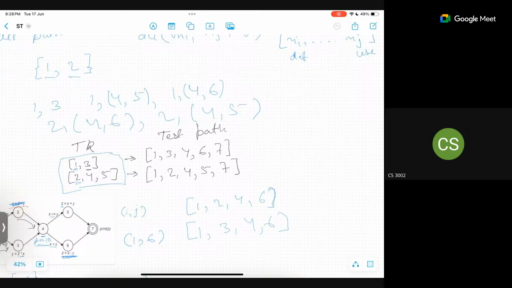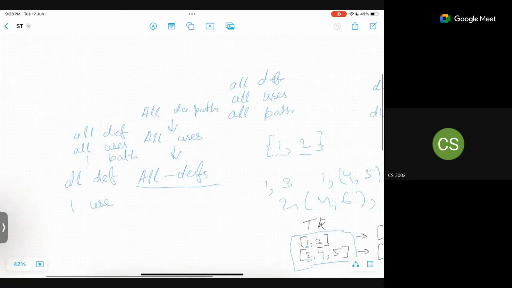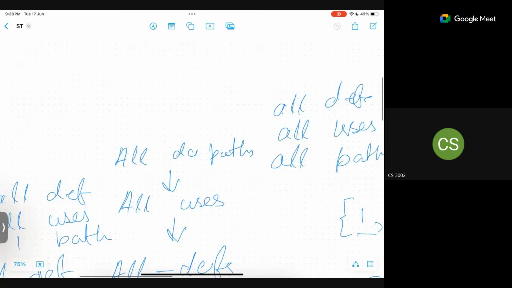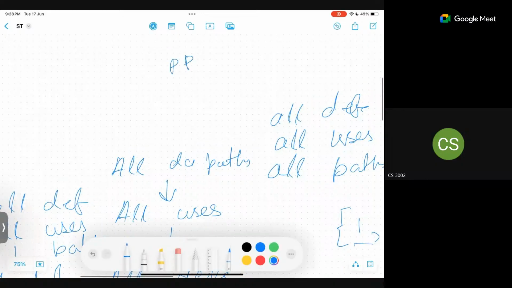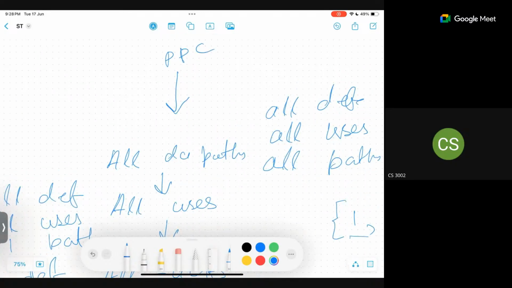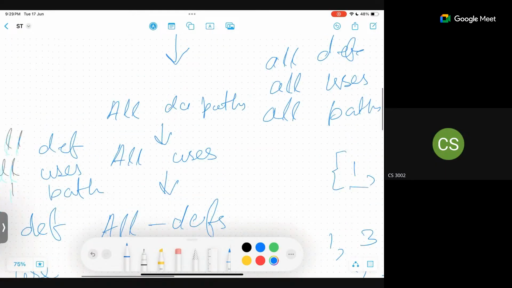But the nature of prime paths is such that if you do prime path coverage, then all du paths is subsumed. So it goes something like this. You have all these three, and prime path goes above it. So you have PPC, which is prime path coverage, and this subsumes all du paths. If you do prime path coverage without even paying attention to the definitions and uses, the nice thing is that it also does du paths for you, all uses, and therefore all defs.